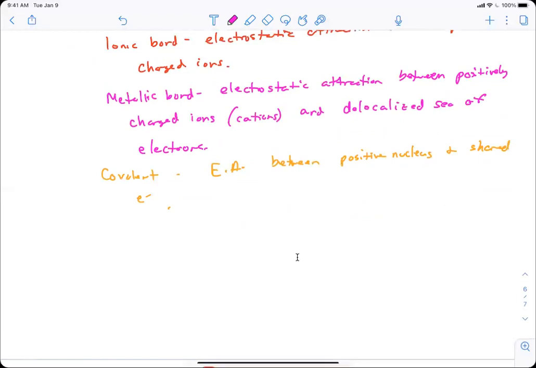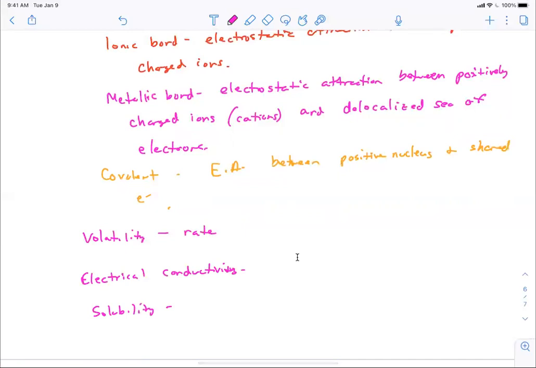Okay. In here, also, you need to know the terms volatility, electrical conductivity, and solubility. These three definitions are not necessarily concrete definitions, but you have to be able to apply them. So again, volatility is the rate at which a species evaporates.